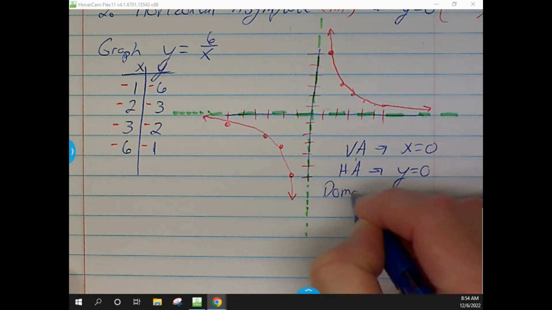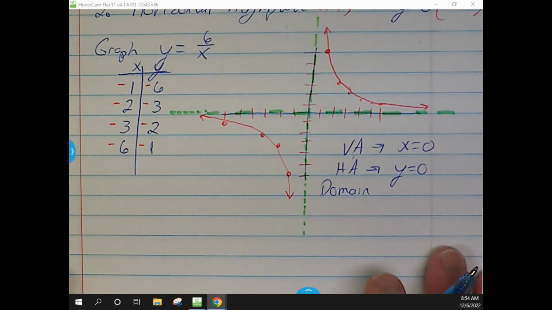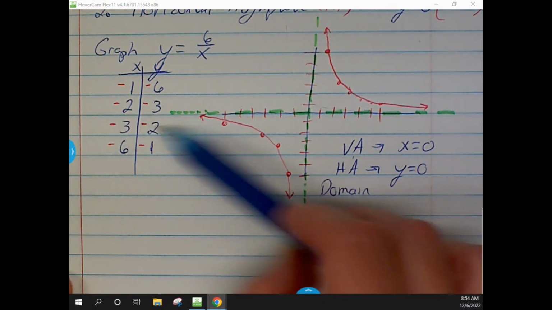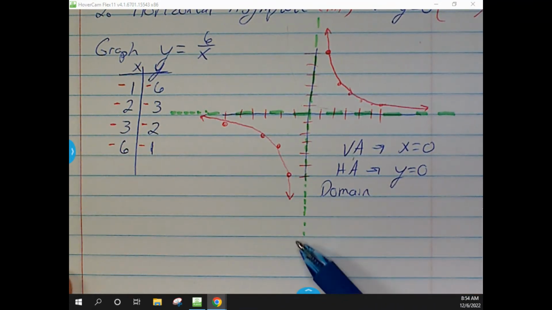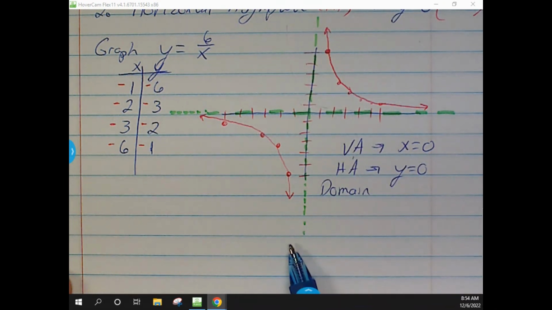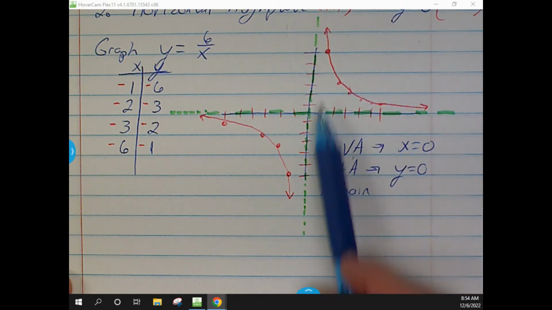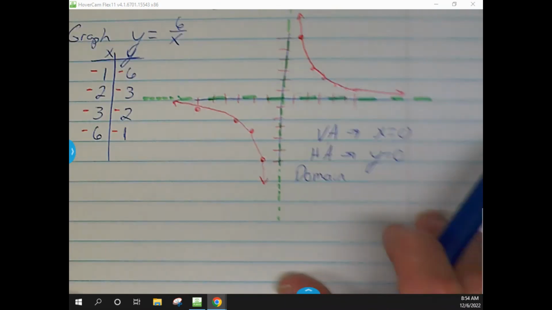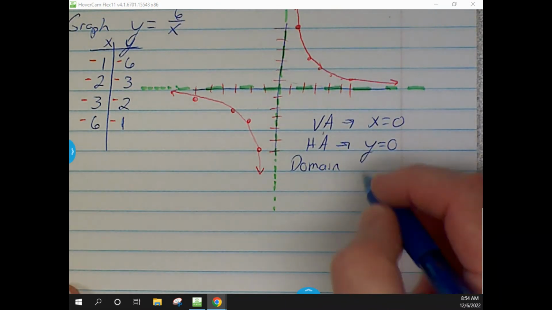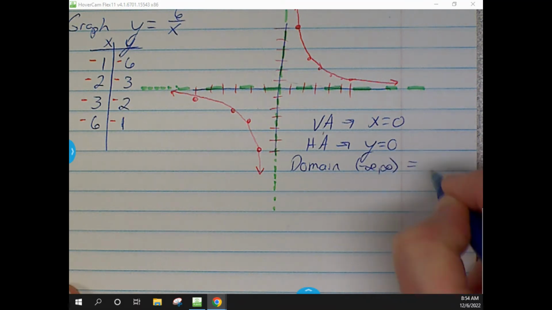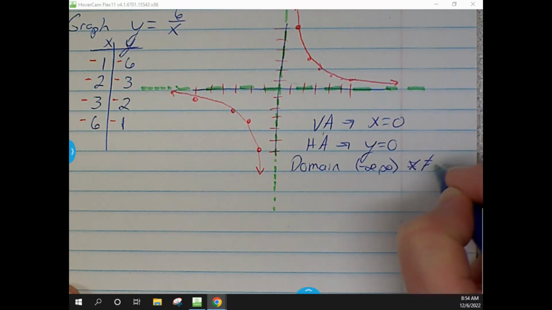If we talk about domain, all right, now if you look at the graph though, domain is your left and right movement. You go to the left forever, correct? Then you come in and you get really close to your vertical asymptote you got here, and then you pick back up here and go this way. So you get really close to 0, but you never quite get there. So that's one of those where we can do it a couple different ways. You could say that it's negative infinity to infinity, but x cannot equal 0.